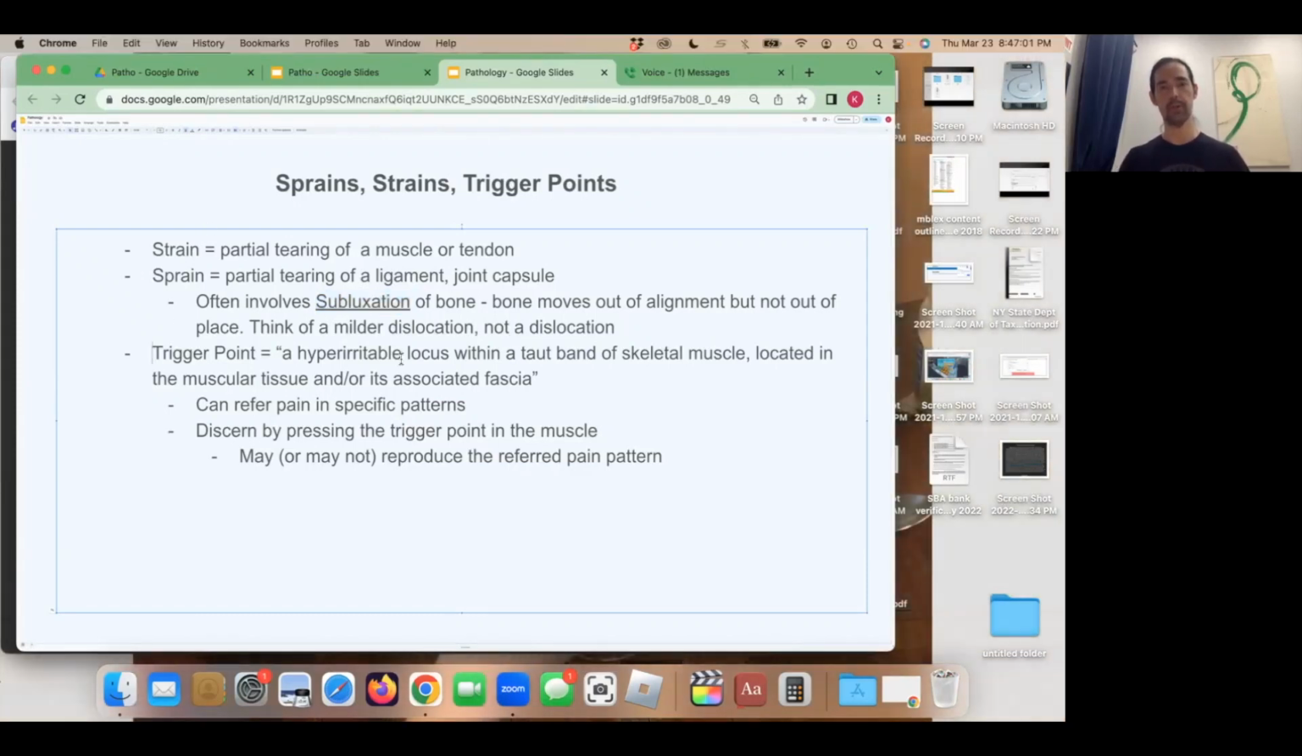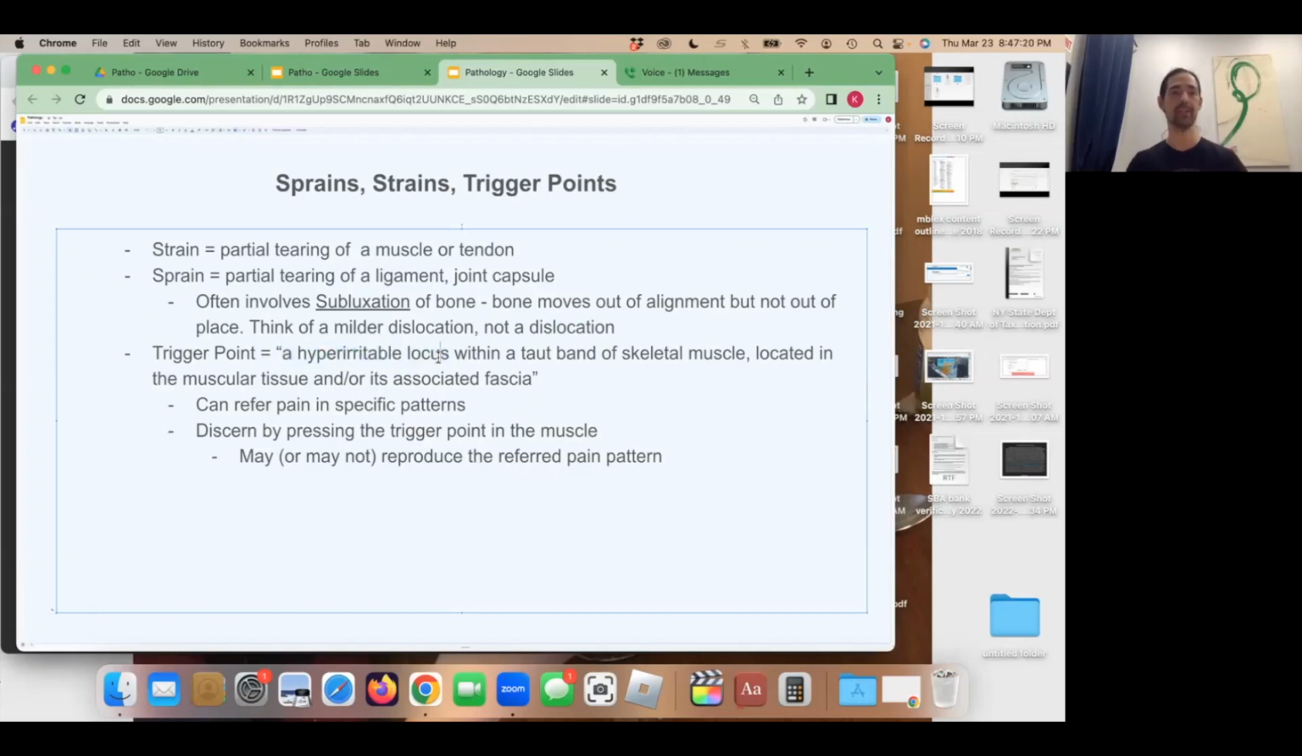Okay, the trigger point. When you see the word trigger point on the MBLEX, I want you to think hyper-irritable. Hyper-irritable. I see that word more than once on the AMTA. I haven't taken all the FSMTB practice test. I haven't finished that test, so we'll see if it's there too. I'll bet it is. So a hyper-irritable locus.